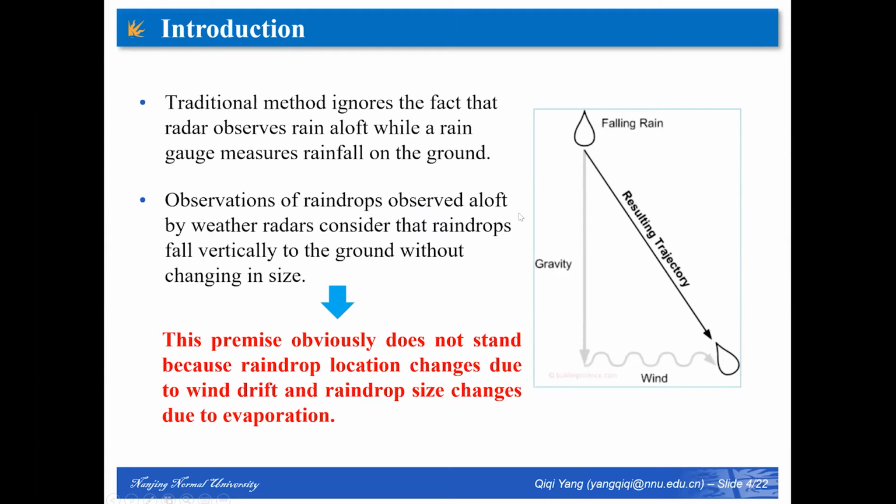However, the traditional model ignores the fact that the radar observes rain in the air, while a rain gauge measures the rainfall on the ground. This method considers that raindrops fall vertically to the ground without changing in size. This premise obviously does not stand, because the raindrop's location could change due to the wind drift, and the raindrop size could change due to the evaporation.